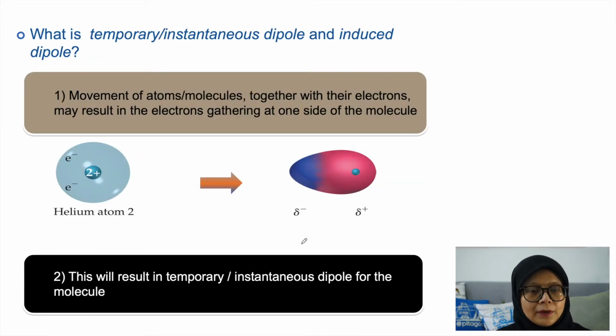So what is a temporary or instantaneous dipole, and also the induced dipole? First, the movement of atoms or molecules, together with their electrons, may result in the electrons gathering at one side of the molecule. For example, here we have a helium atom, and this helium atom has a temporary dipole. The electrons move from the negative to the positive side, so this partial negative is slightly bigger than the partial positive. This results in a temporary or instantaneous dipole for the molecule.